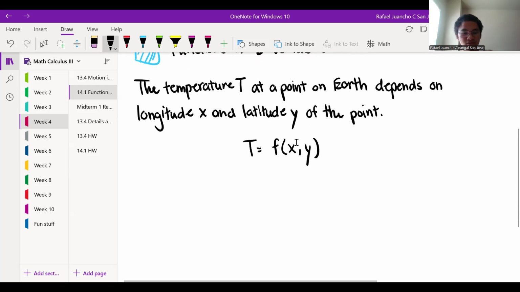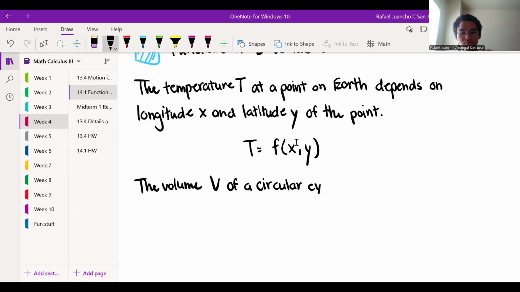Another example would be, we have a volume. Let's say that's V. And this is a circular cylinder. And we're saying it depends on its radius and height, right? So here we're saying the volume depends on two things. Depends on the radius r and height h.